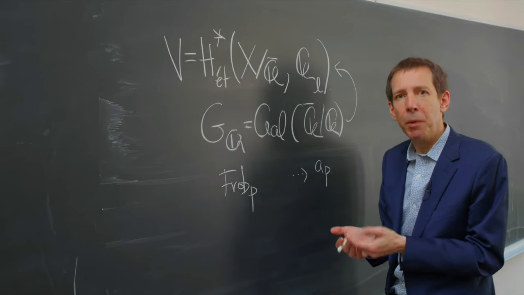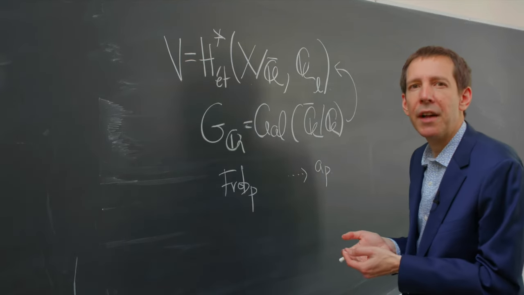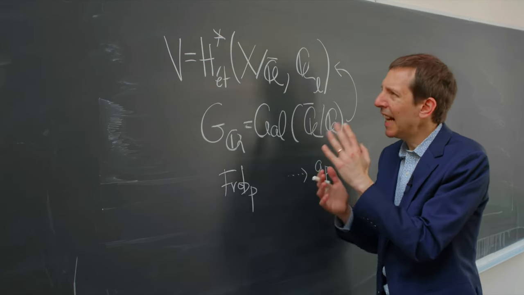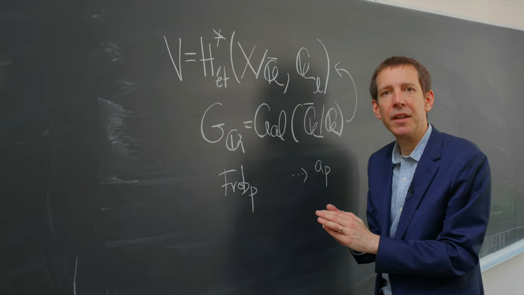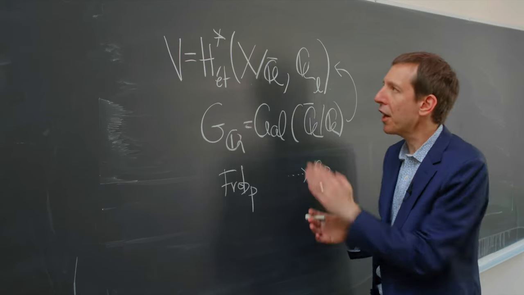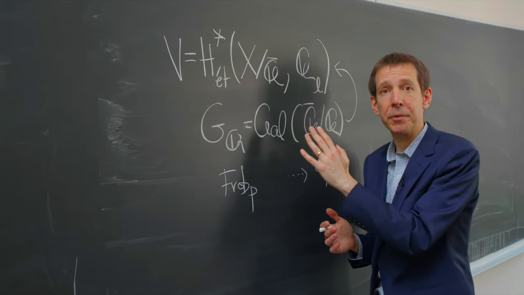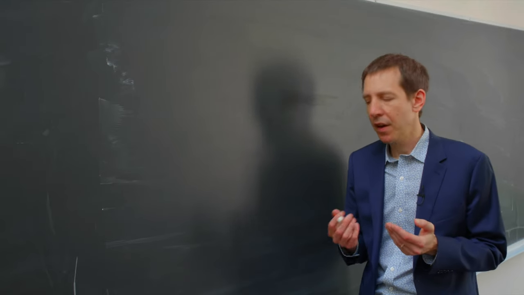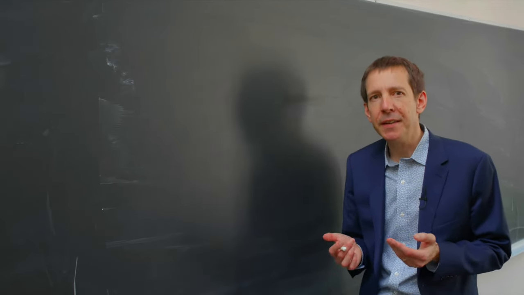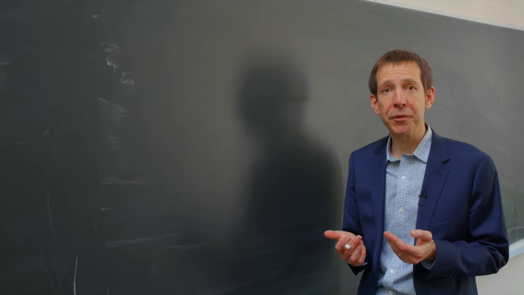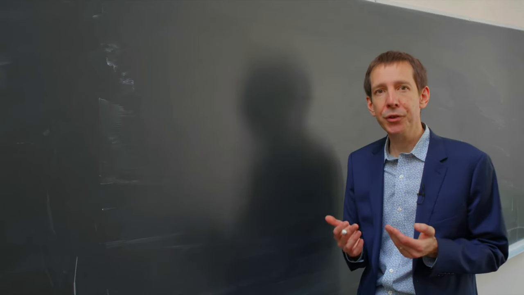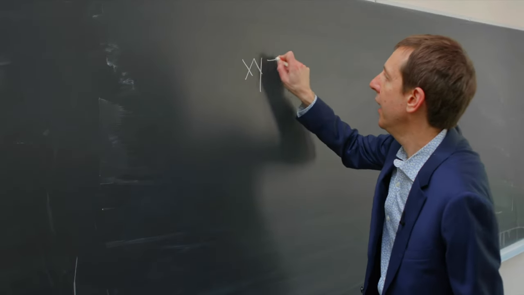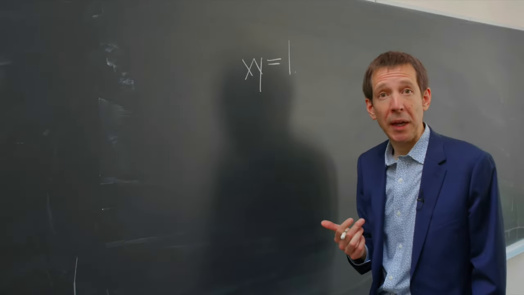The key to understanding point counts turns out to be understanding these Galois representations. And to understand Galois representations, you really have to understand the structure of these étale cohomology groups. So what is cohomology? One way to think about cohomology is in terms of differential forms. Again, it's useful to consider an example. Consider the equation x times y equals 1.